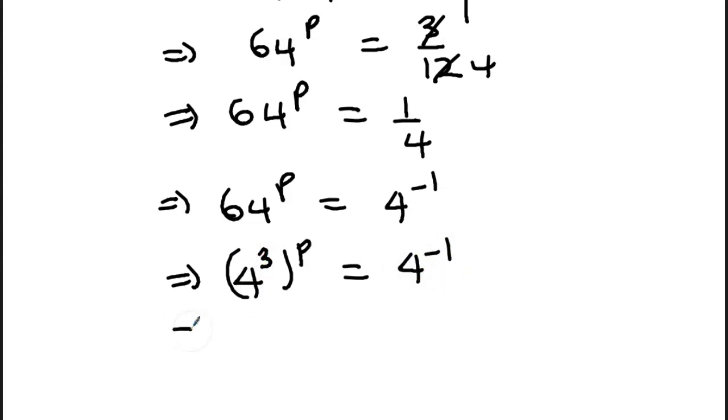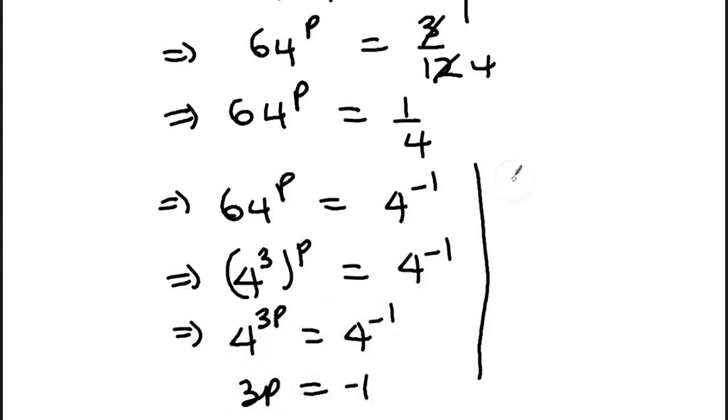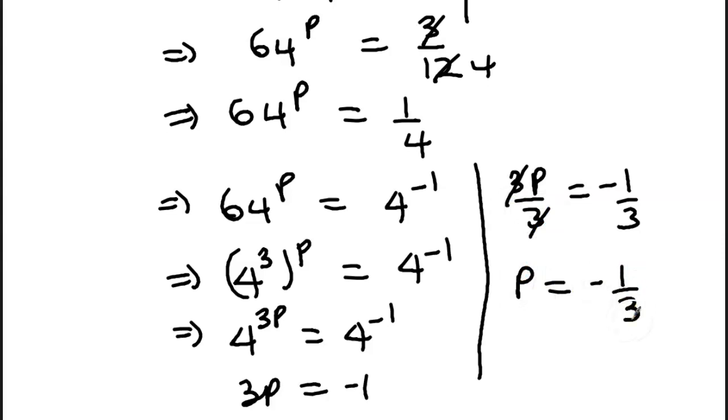And we have 4 raised to the power 3p is equal to 4 to the power minus 1. Since the bases are the same, we can equate the exponent. So 3p is equal to minus 1. We divide both sides by 3, what we are looking for. So this will cancel. Our p is minus 1 on 3.